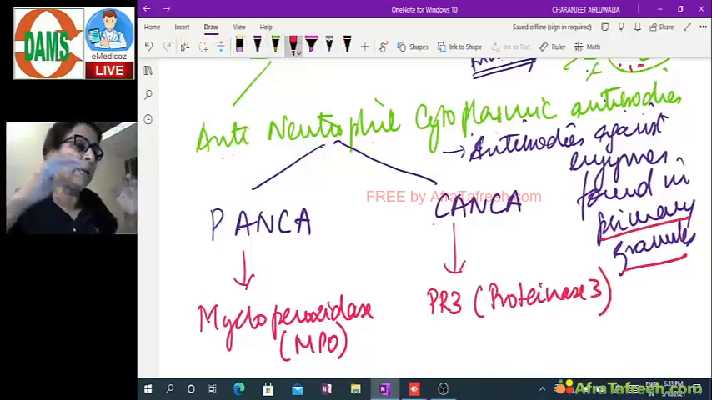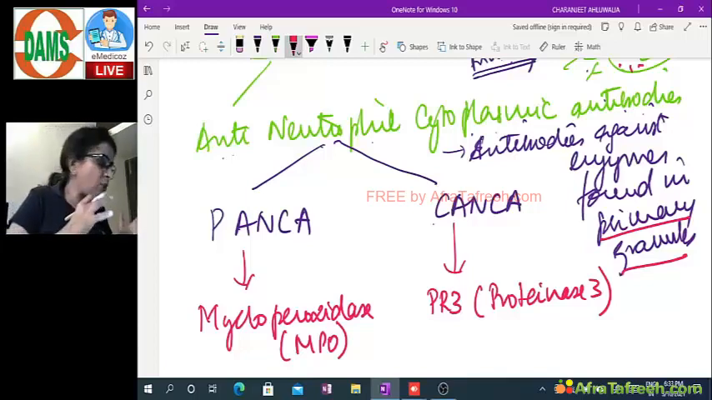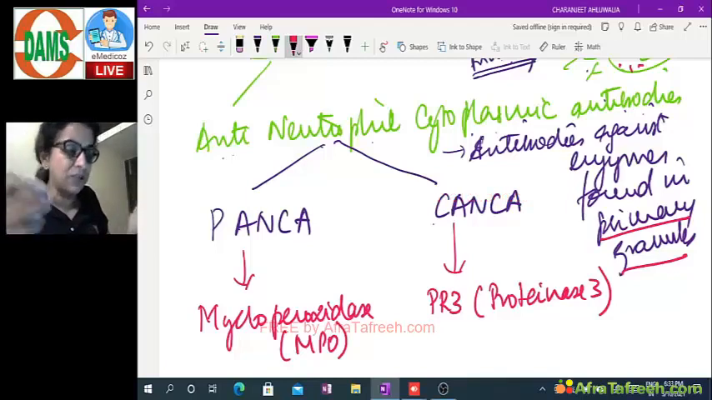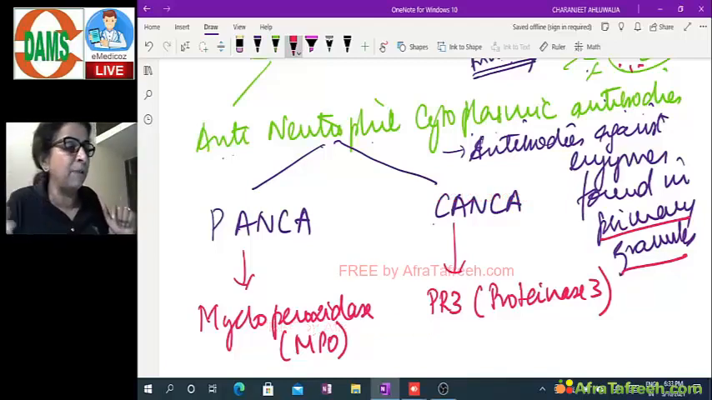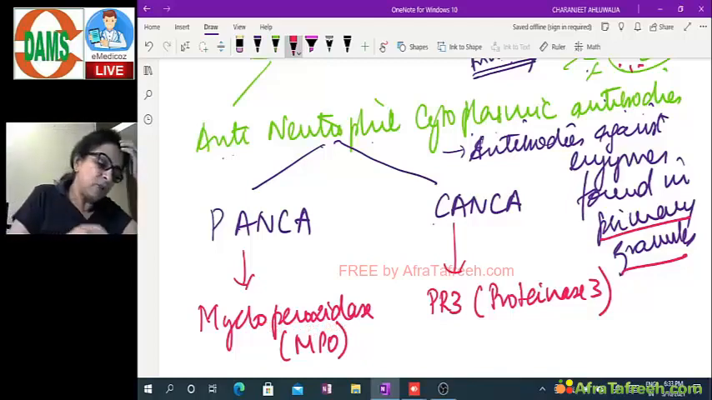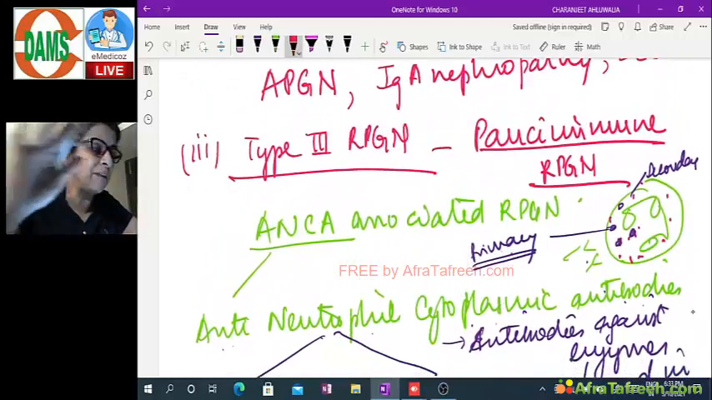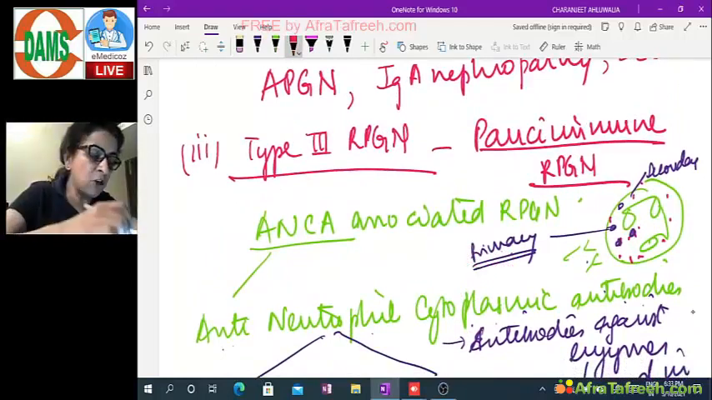So ANCA is of two types, P and C. P-ANCA is against which enzyme found in the primary granules? Myeloperoxidase. C-ANCA is against which enzyme? PR3, proteinase 3. Both these enzymes are in the primary granules of the neutrophils. So type 3 RPGN is pauci-immune RPGN. That means you don't find immune complexes. It's not type 1, it's not type 2.